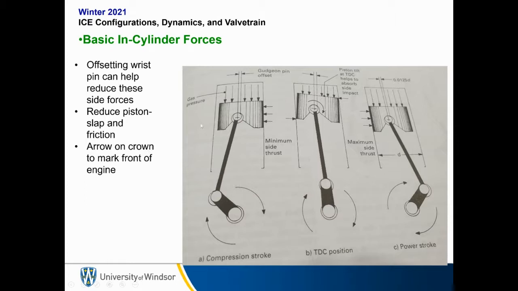In general, when you install a piston in a cylinder, there's an arrow on the crown to mark the front of the engine, to make sure that you install it correctly, such that the wrist pin offset is in the correct direction.